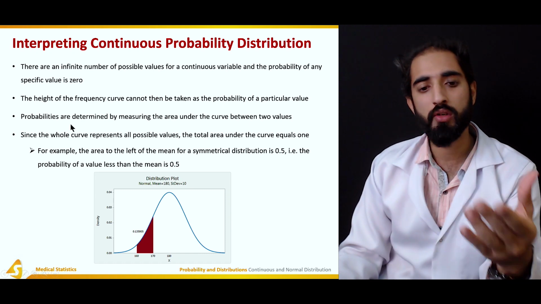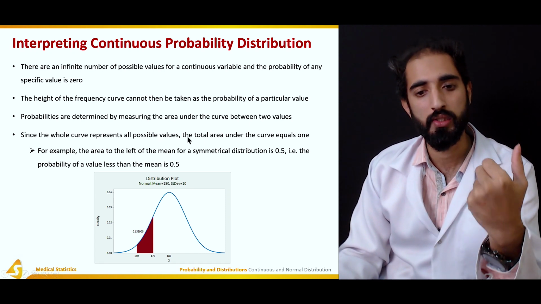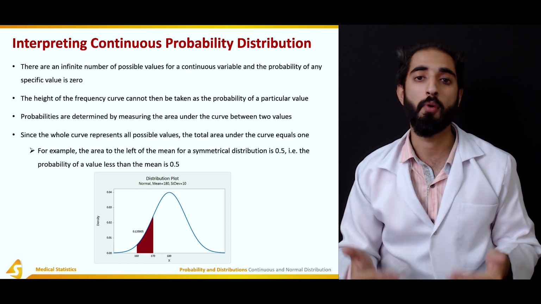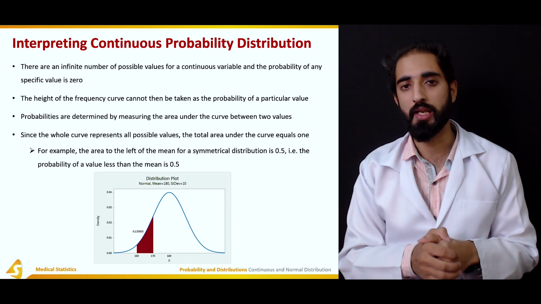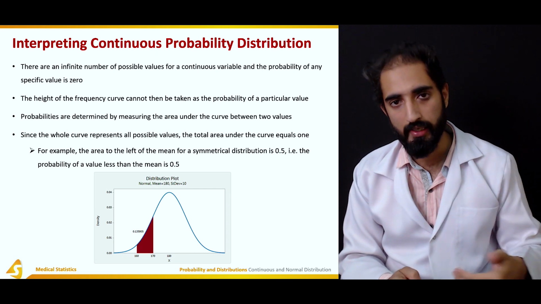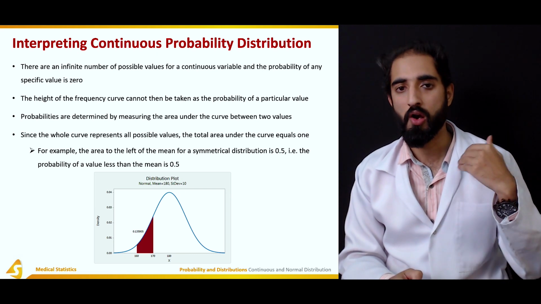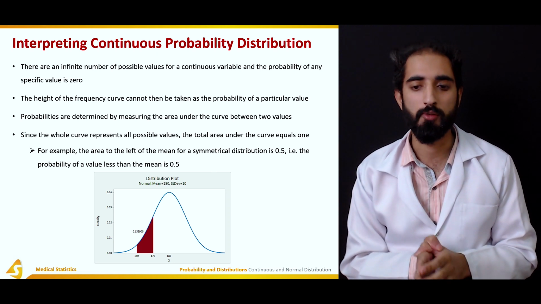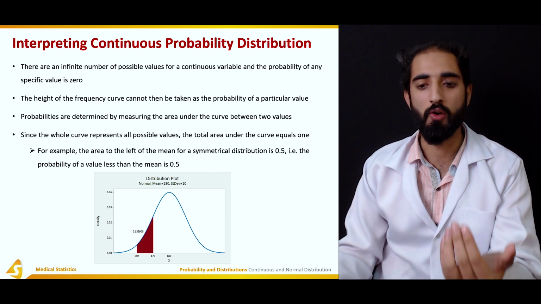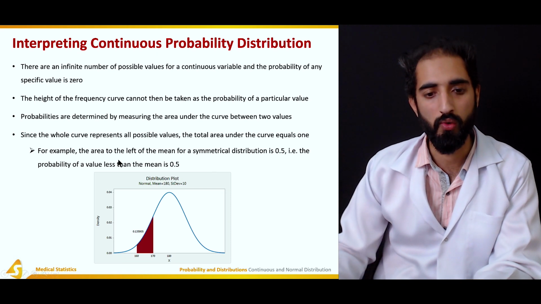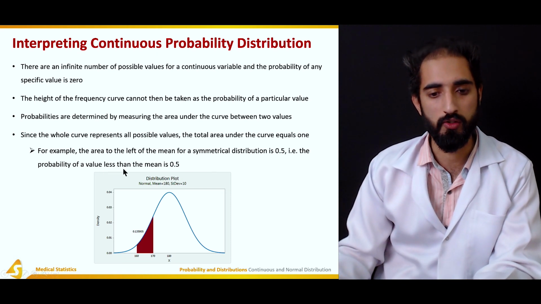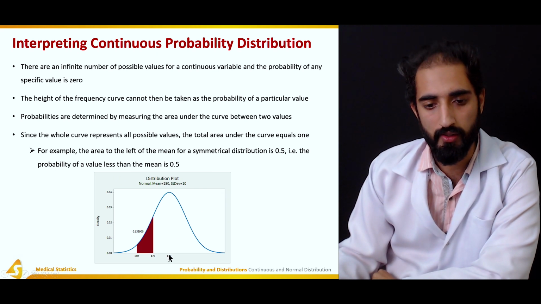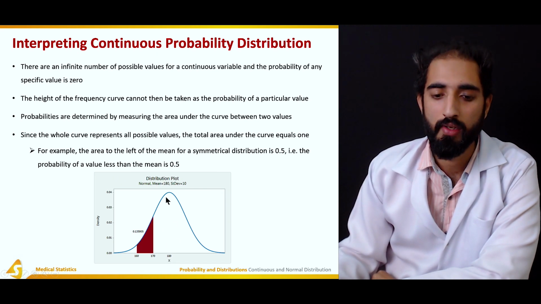Since the whole curve represents all possible values, the total area under the curve equals 1, which is the greatest possible probability, meaning that the event would always occur. For example, the area to the left of the mean for a symmetrical distribution is 0.5. That is, the probability of a value less than the mean is 0.5. The mean would be somewhere around the center.